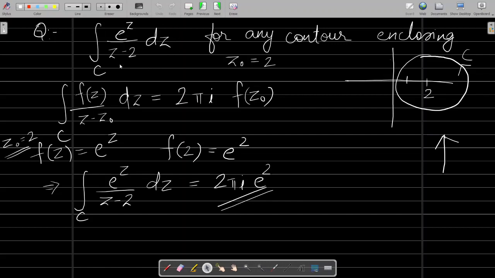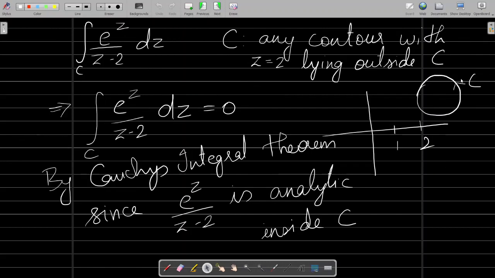Now the same question, suppose we are doing it for a closed curve C which does not contain 2. Then this function as a whole, e raised to z by z minus 2, the only point where the function is not analytic is the point z equal to 2, and that point lies outside of our curve. It is not inside this curve. So the function is analytic inside C. So you can directly use Cauchy's integral theorem which was discussed in the previous video. So integral over C e raised to z by z minus 2 dz is equal to 0 by Cauchy's integral theorem.